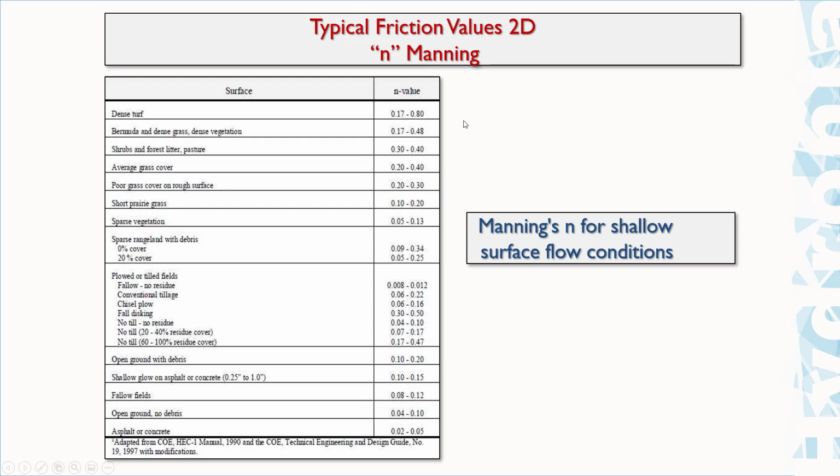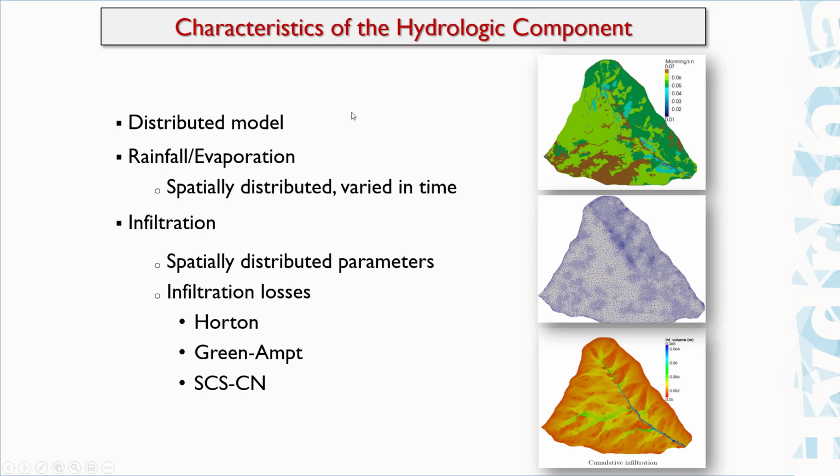Okay, another parameter that is important is the roughness coefficient of the Manning equation that we call N value. The N value also is going to be a function of the type of land uses or vegetation cover. Well, in general, the hydrologic component is a distributed model because, for example, in this case, the different colors represent the different land uses and vegetation covers that are going to have different values of Manning, or the roughness coefficient of the Manning equation.